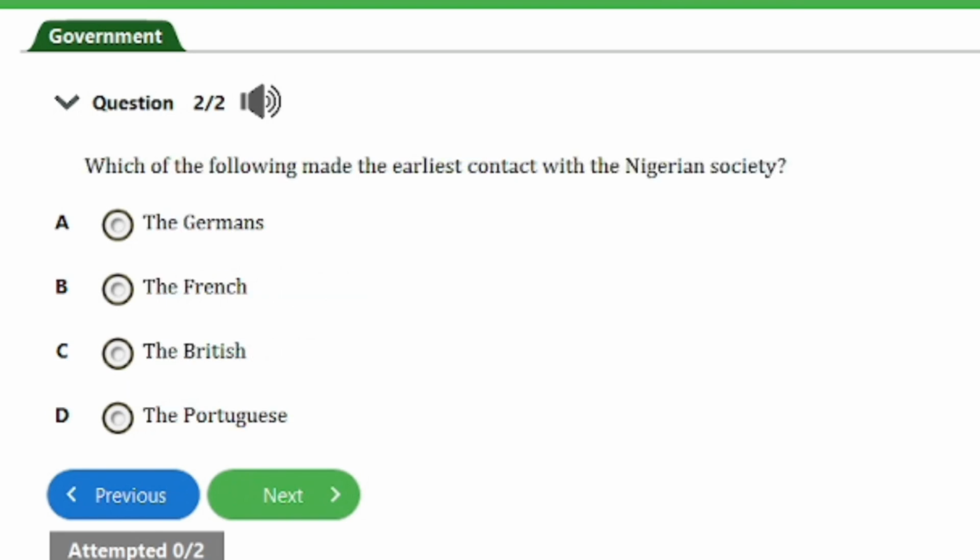So over here is question number 2. It says, which of the following made the earliest contacts with the Nigerian society? We have A, the Germans, B, the French, C, the British, D, the Portuguese. So guys, the answer to this question is option D, that's the Portuguese. And that's it for this question.